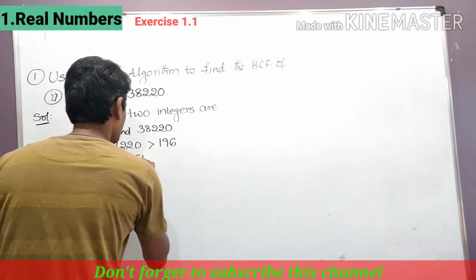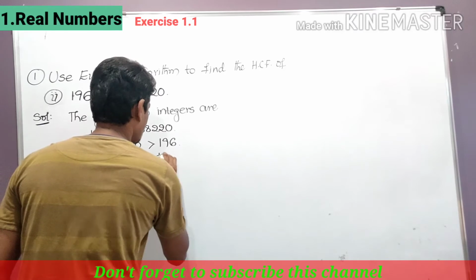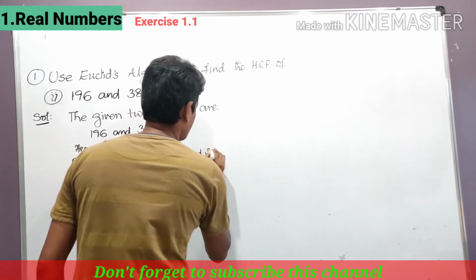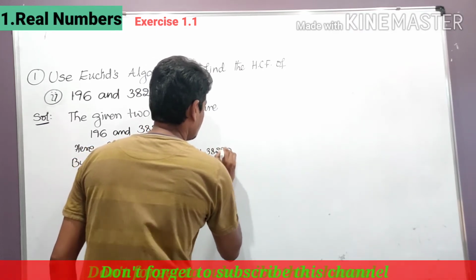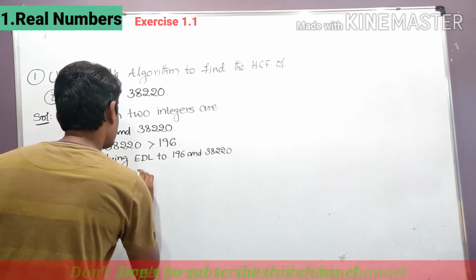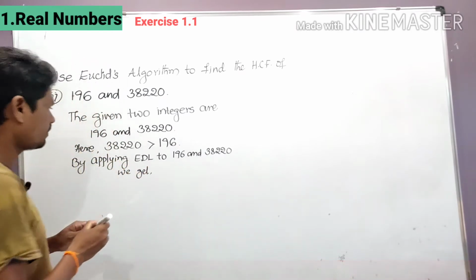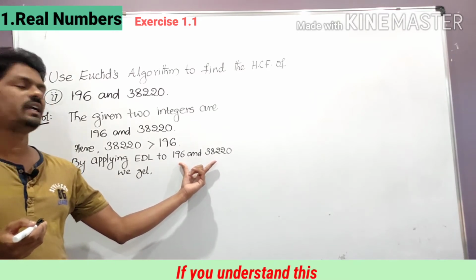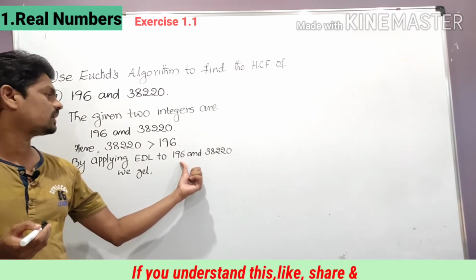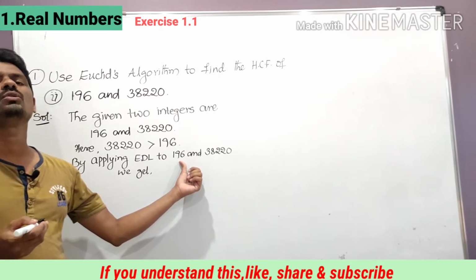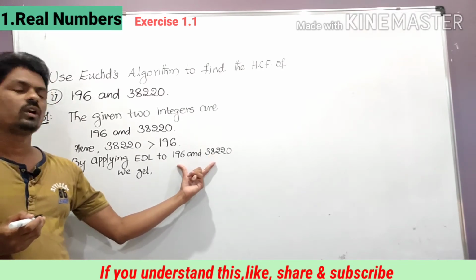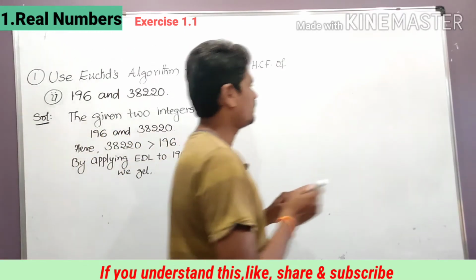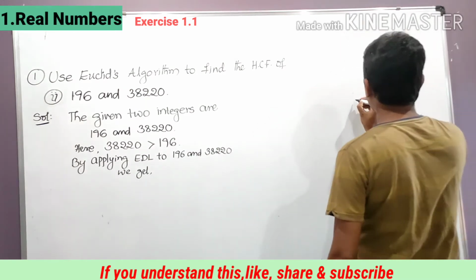Before that, we have to write: by applying Euclid division lemma to 196 and 38,220 we get. So student, we have to apply Euclid division lemma for these 2 positive integers. How can we apply? By dividing the larger with the smaller, we can get in the form a is equal to b into q plus r. Already we have a and b, we have to get q and r. Q is the quotient and r is the remainder, student. So now I am dividing 38,220 by 196.